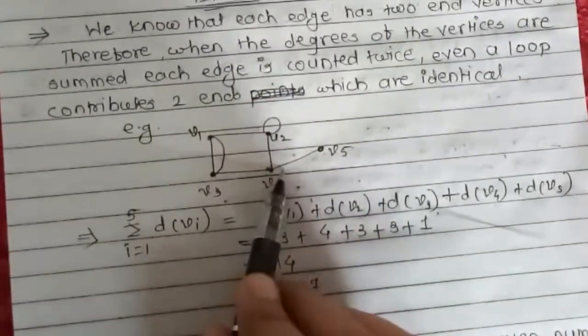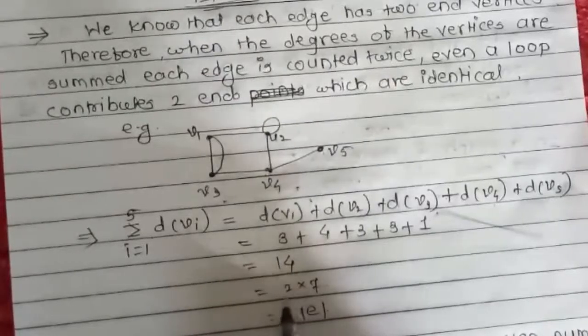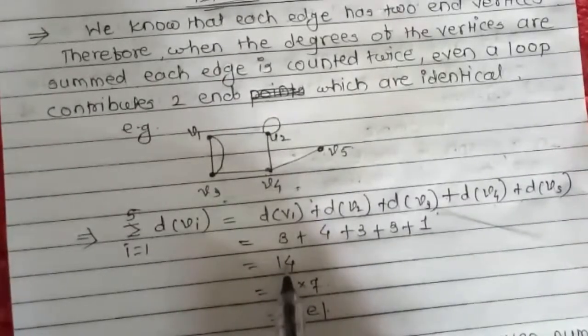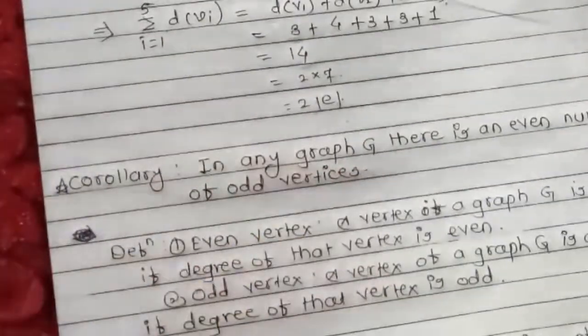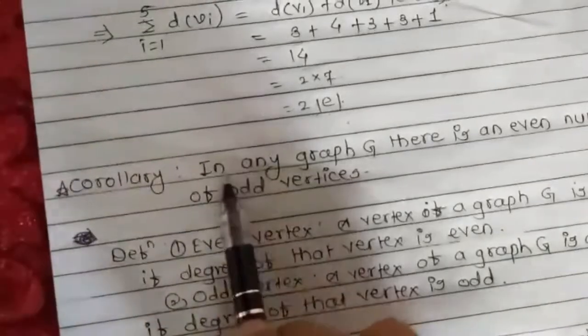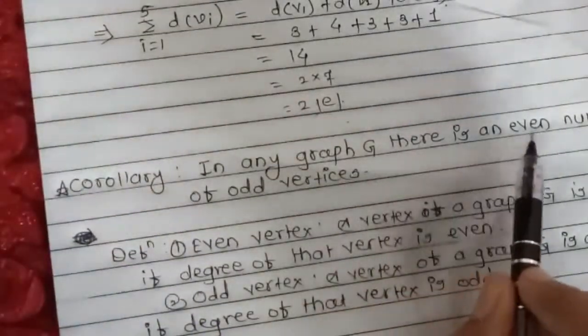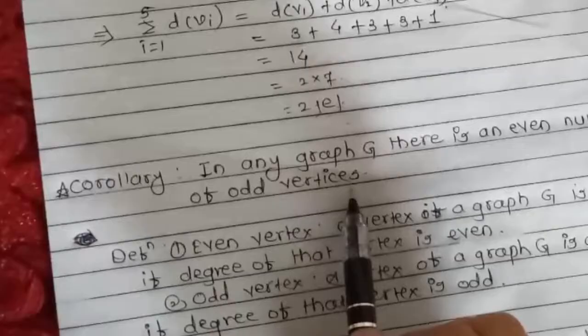So here there are 7 edges, and 7 times 2 is also equal to 14, which is equal to 2 times e. Simple, right? So the next corollary is: in any graph G there is an even number of odd vertices.